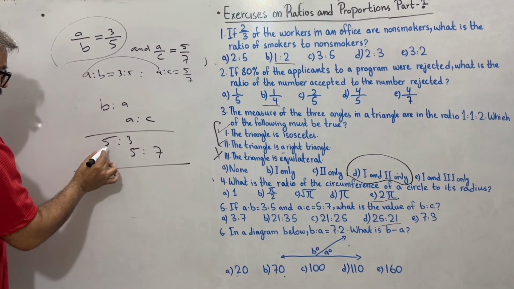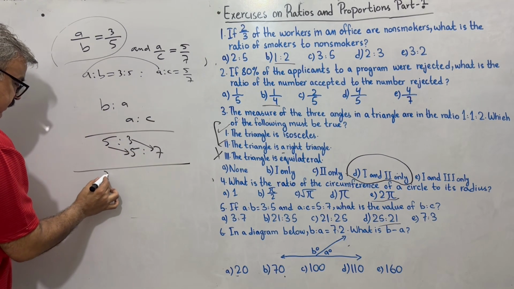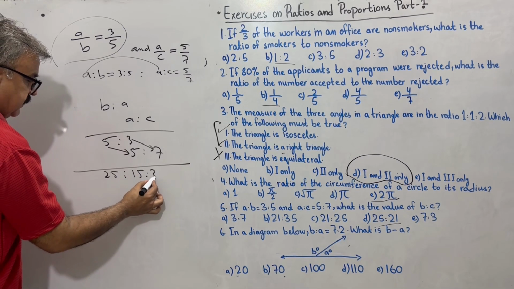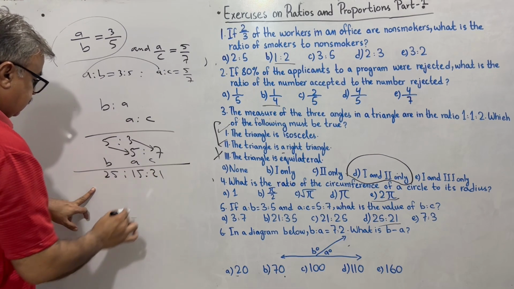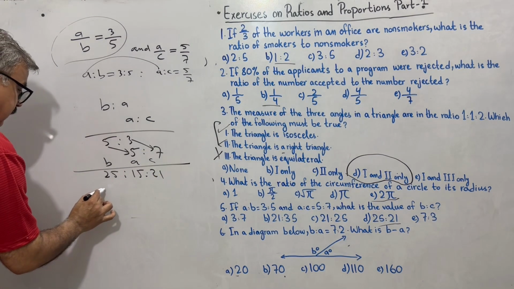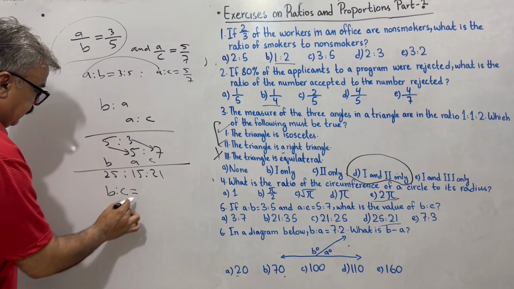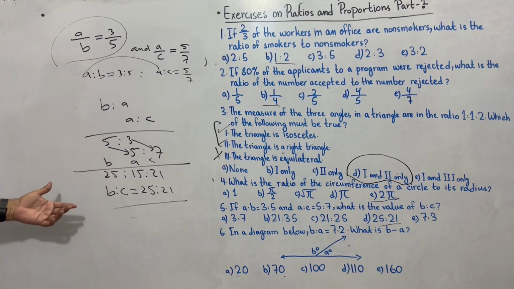The traditional trick that you are familiar with: multiply this with this. It will become 5 5s are 25, 3 5s are 15, 3 7s are 21. That's B, that's A, that's C. We are asked to find the ratio of BC. So taking BC, it's 25 ratio 21. This is the simpler method.